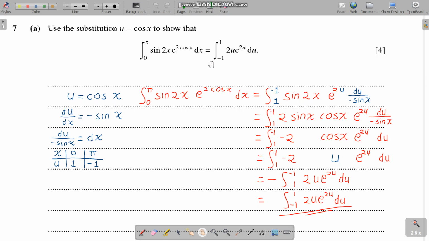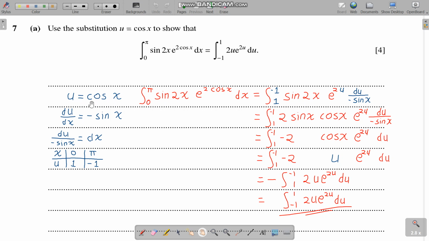This question is about integration. Use the substitution u equals cos x to show that the integral from 0 to pi of sine 2x e to the power of 2 cos x dx equals the integral from minus 1 to 1 of 2u e to the 2u du, 4 marks.